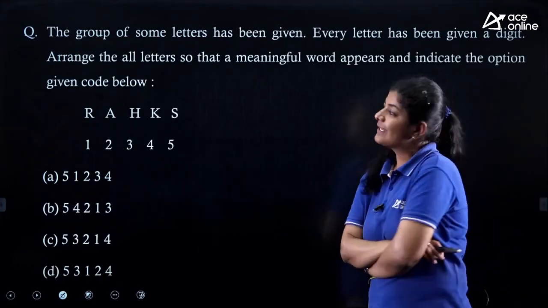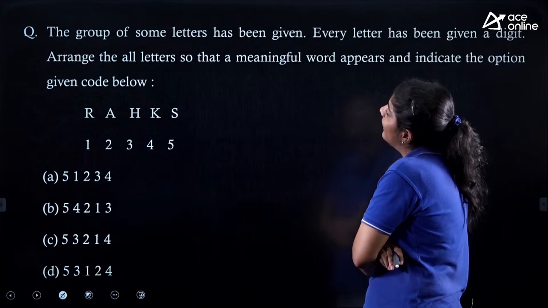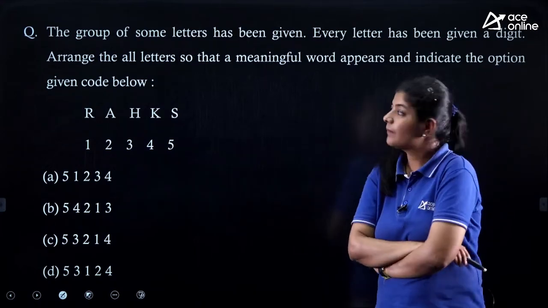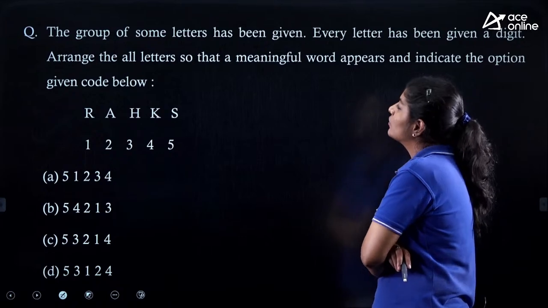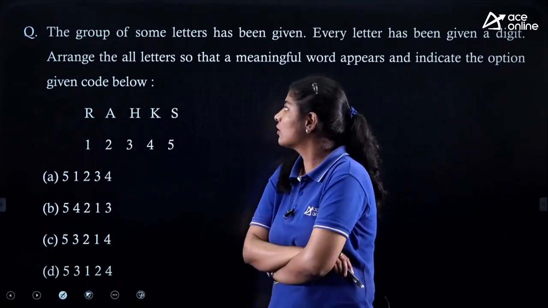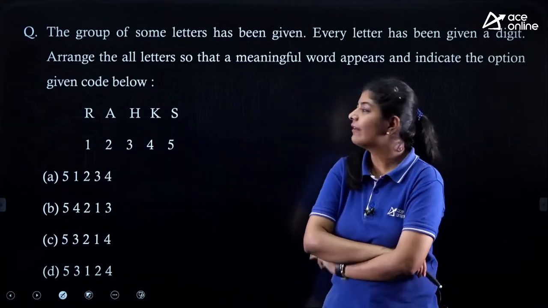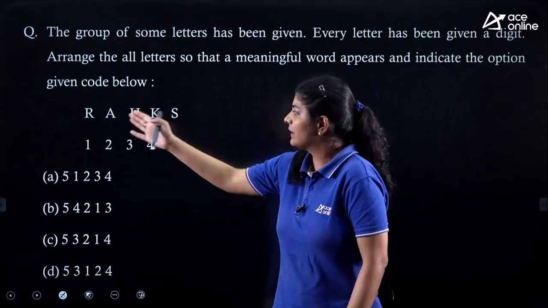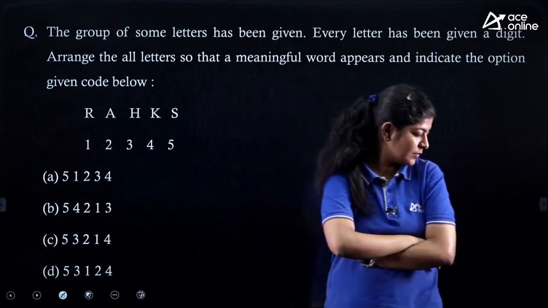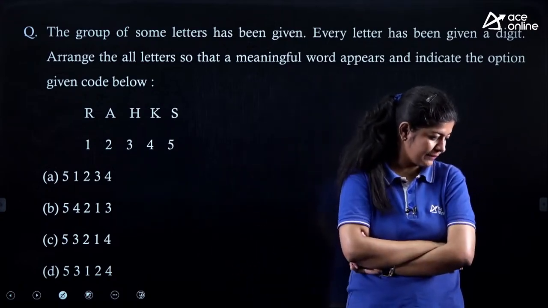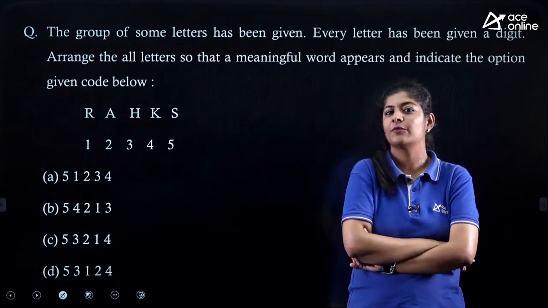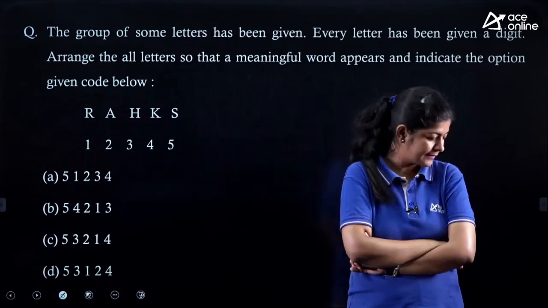The next question says that the group of some letters has been given. Every letter has been given a digit. Arrange all the letters so that a meaningful word appears and indicate the option given code below. So here we are having some codes with the letters, and we need to make a meaningful word. So what is the correct answer? It's a very easy one. You only need to make a meaningful word out of these letters.